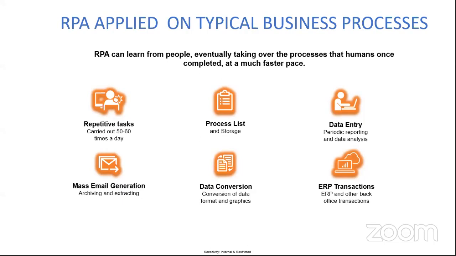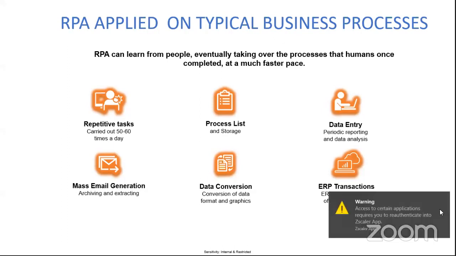So typically, it can be applied wherever we see a high volume of work which is repetitive in nature, which could be data entry operations. This could be a process checklist. It could be mass mail communications or mail processing capability that's required. It could be required for me to convert data from one format to another format. It could be ERP transactions. So the kind of dimensions that RPA provides is humongous. It can be applied across various systems and various industries where the volume of work is high and repetitive in nature. That's a key principle.